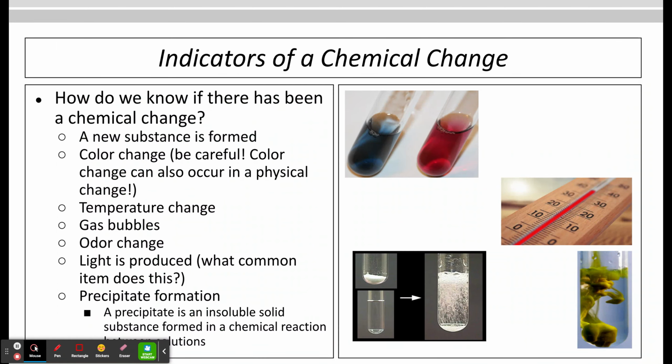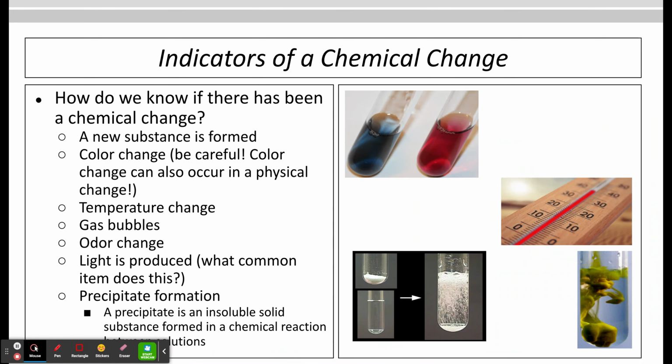So for example, how do you know if a chemical change has occurred? The big one, the one that will always happen every single time, is a new substance is created. So something new is made. Color change is a big example of chemical, but you have to be really careful because sometimes it can be physical. Temperature change, so for example, if it gets warmer, if it gets colder. Gas bubbles, so be careful because if something's boiling, it is a physical change because that's just the gas escaping.